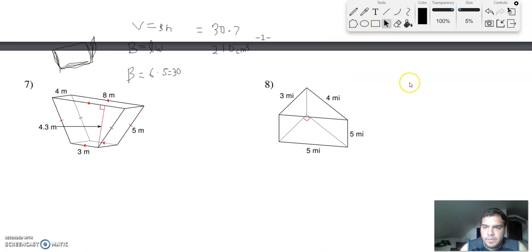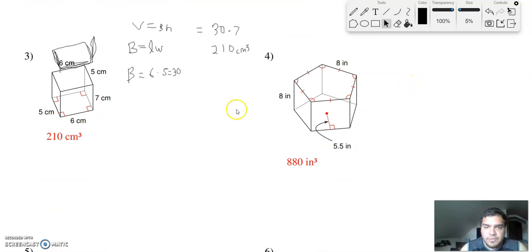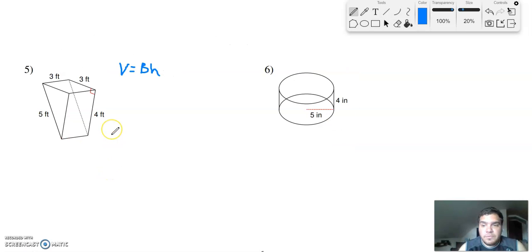Okay? Checking the answer, then I'm going to pause and get ready for number 5. So 210 centimeters cubed. All right, so let's go to the next one, which is number 5. And I'm going to skip number 6 because it's very similar to number 1. So I'm just going to do number 5 here. So use number 1 to help you find number 6.